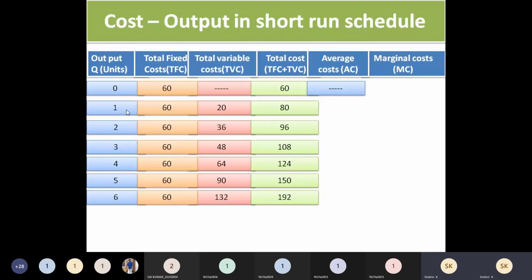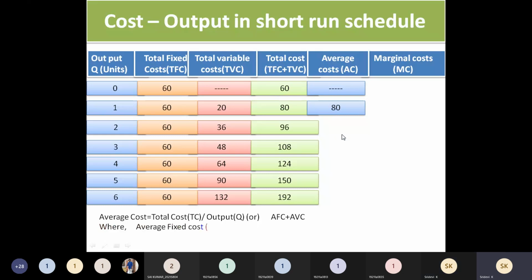From 1 unit, let us compare how the average costs are increasing or decreasing. So when it is 1 unit, the formula to calculate this is: average cost is equal to total cost by total output. TC by Q you can take here. TC is 80, 80 by 1, 80 you will get.